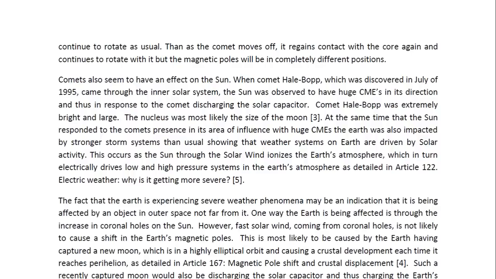the Earth was also impacted by stronger storm systems than usual, showing that weather systems on Earth are driven by solar activity. This occurs as the sun, through the solar wind, ionizes the Earth's atmosphere, which in turn electrically drives low and high pressure systems in the Earth's atmosphere, as I detailed in Article 122, Electric Weather, Why is it Getting More Severe?